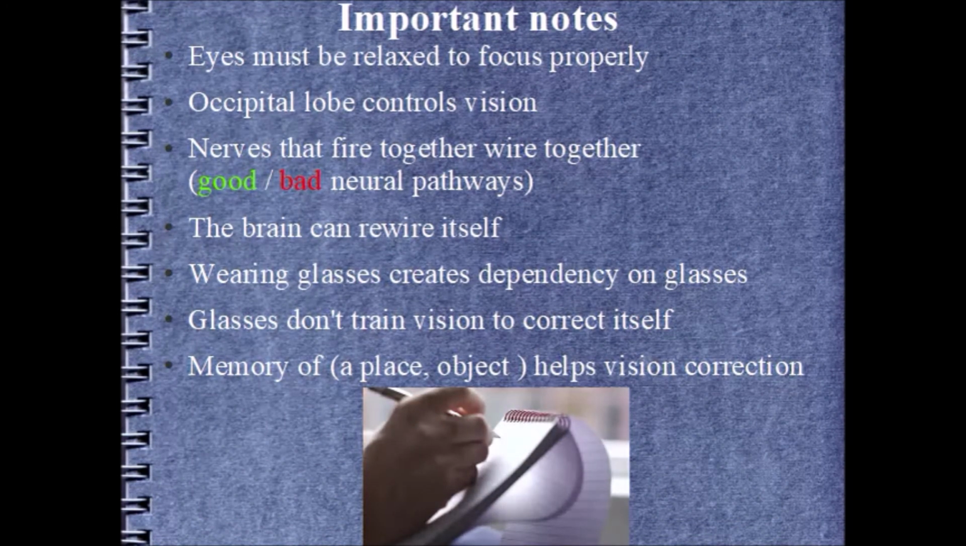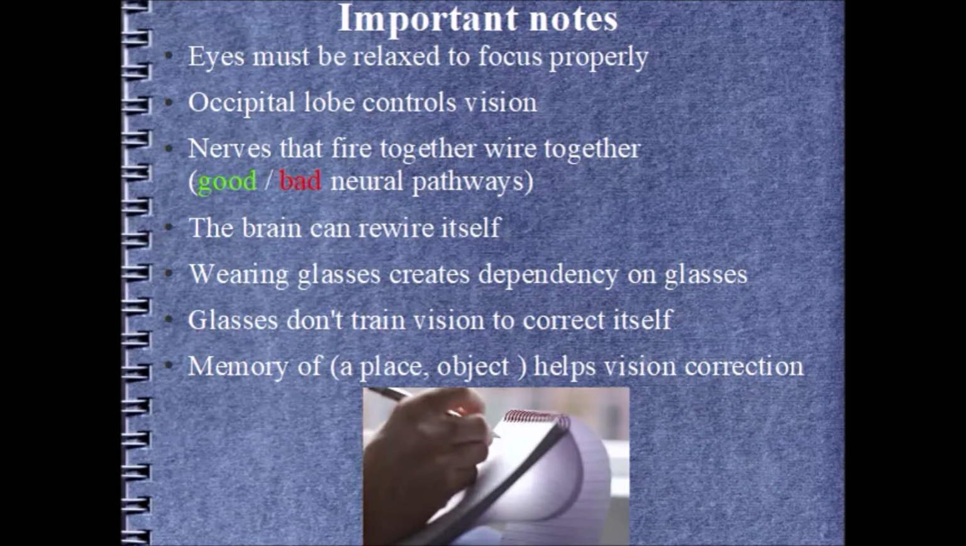And to conclude, here are some important notes to consider. Your eyes must be relaxed to focus properly. So if your eyes aren't relaxed, it's going to be harder for you to focus them properly, and it's going to be harder for you to attain natural vision correction. So you need to find a way to relax your body, relax your eyes, and relax your mind.